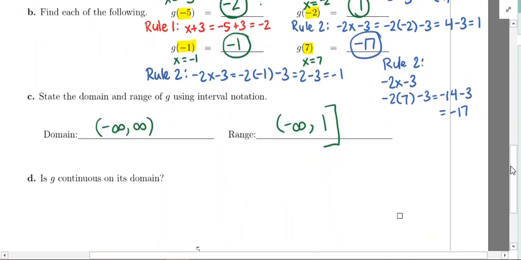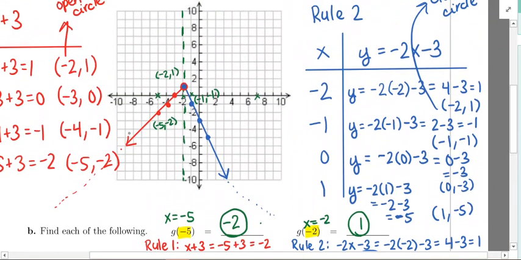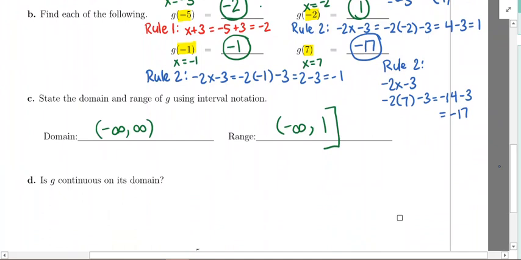Last part here: is the function g continuous on its domain? Remember what continuous means. Can you draw this graph without picking up your pencil? Let's look at the finished product and go from left to right. If I'm on the red piece, I travel, I get to negative 2, 1. It is a closed circle, so I just now start traveling along the blue piece. I don't have to pick up my pencil. The pieces are connected. So that means this particular function is continuous, because if you look at the finished product and go from left to right on the graph, you can draw it without picking up your pencil.